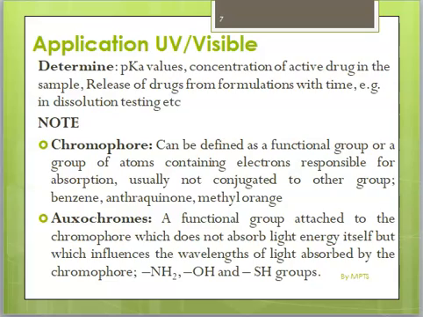Now, other terms which we have to know in UV visible spectrophotometry are the chromophore, which can be defined as a functional group or group of atoms containing electrons responsible for absorbing, and usually not conjugated with other atoms. We have benzene, anthraquinone, and methyl orange. Auxochromes, now these are functional groups attached to a chromophore and they influence the absorption wavelength. Now, here we have the bathochromic shift, hyperchromic and hypsochromic shift, either to the left or to the right or to the higher absorbing wavelength. I'm sure you have those definitions.